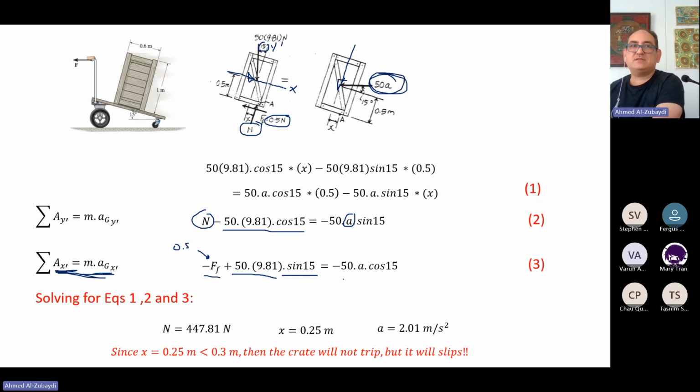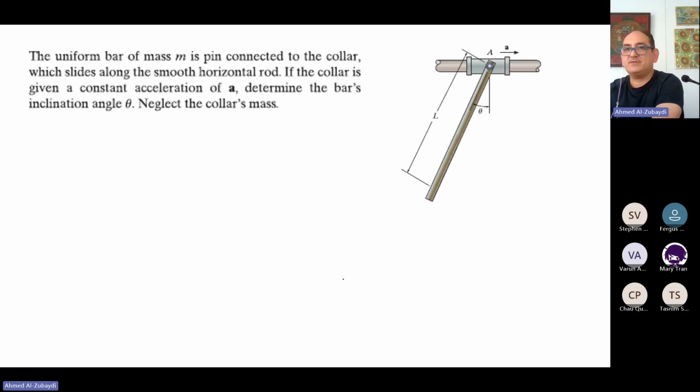So you may have a similar question. I saw something similar to this one, and also something similar to that one. We did that in class over the past 2 days. We have a uniform bar of mass m, pin connected to the collar at point A, which slides along a smooth horizontal road. If the collar is given a constant acceleration a, determine the bar inclination theta.